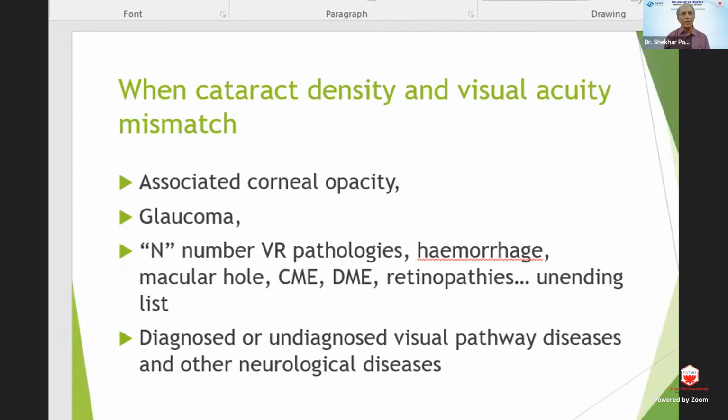Now something interesting situation arises. From this point onward, our preoperative evaluation and decision making is tested and challenged.